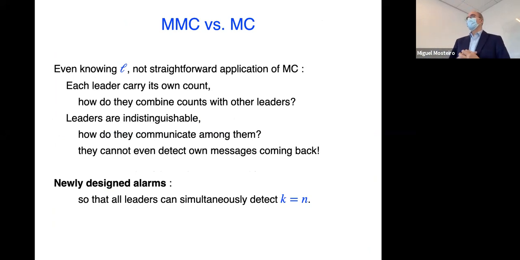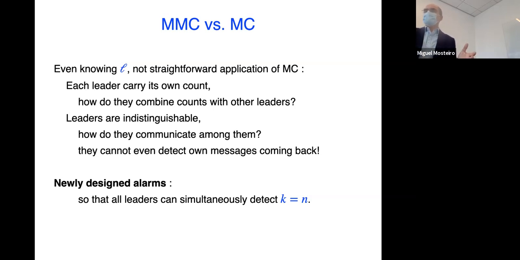How does this methodical multi-counting with many leaders compare with methodical counting? It is not a straightforward application of methodical counting. Yes, you have many leaders, you can still use methodical counting, but once the leaders have arrived at some count, how do you combine them? How do they communicate? The leaders are all the same among them. They are distinguished from the non-leader nodes, but among themselves, they are all the same. Even though they know how many, how do they communicate?